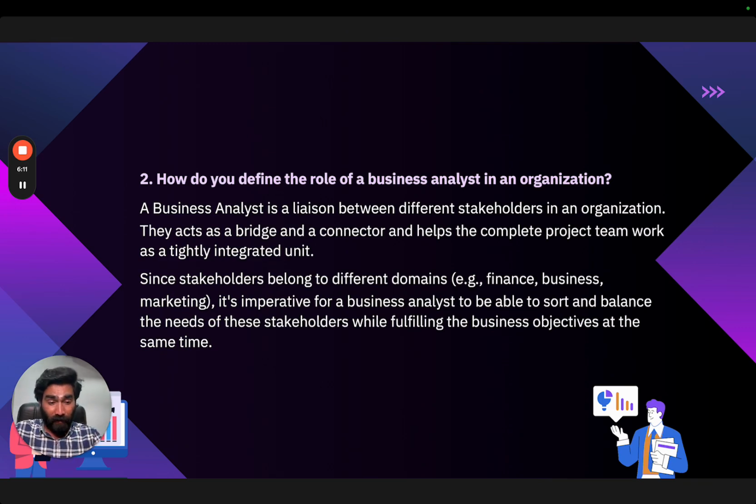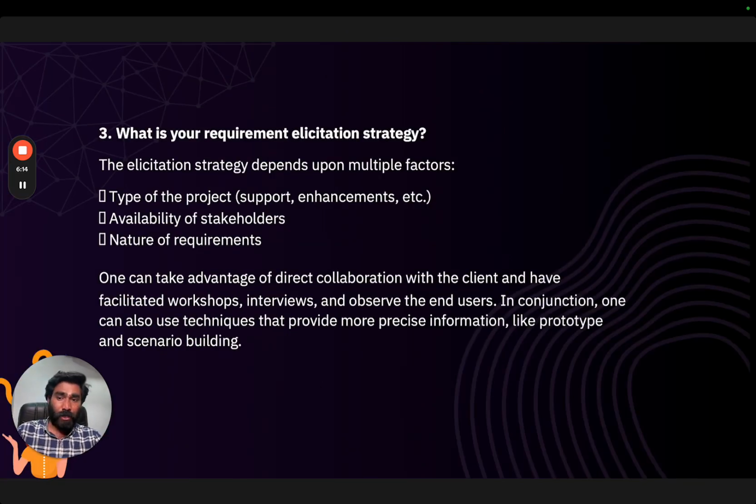All right. Another question I would ask is: what is your requirements elicitation strategy? The elicitation strategy depends upon multiple factors. First, the type of project: is it support, maintenance, enhancement, or whatever it is. Second, the availability of stakeholders: who the stakeholders are, and are they available to share the information or discuss the problems with you? If yes, then you can proceed further.